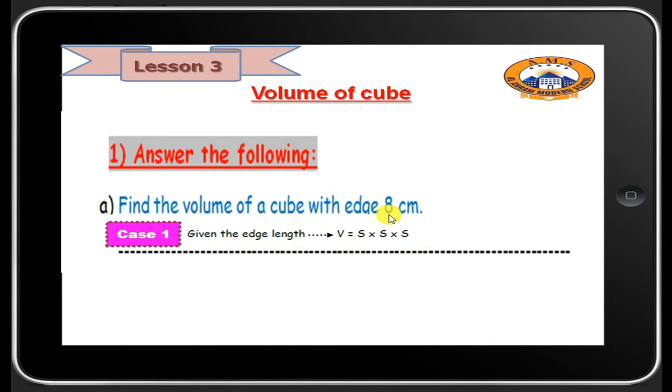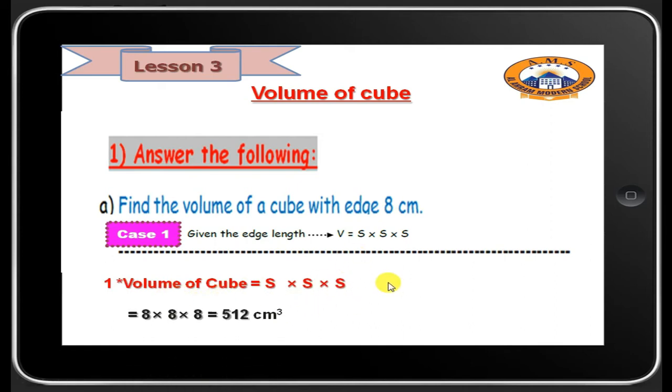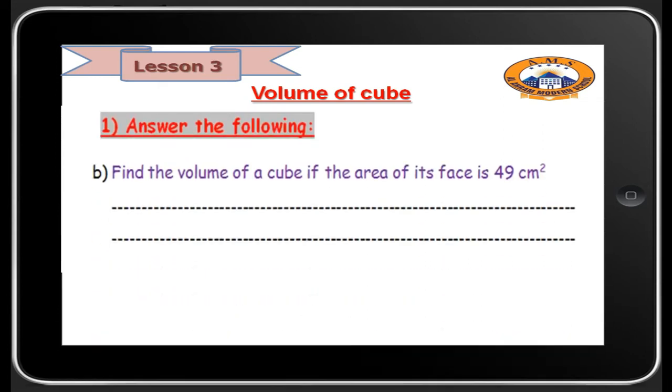So here the edge length is 8 centimeter. So I'm going to write the rule. The volume of the cube equals side times side times side. So 8 times 8 times 8, that will give me 512 cubic centimeter. Okay, this is the first case. Another exercise, find the volume of the cube that he gave you the area of one face.